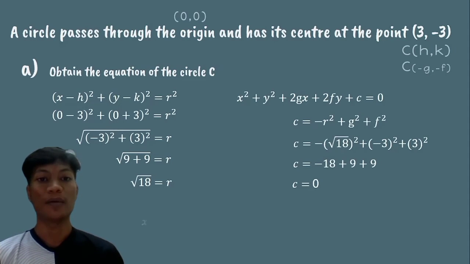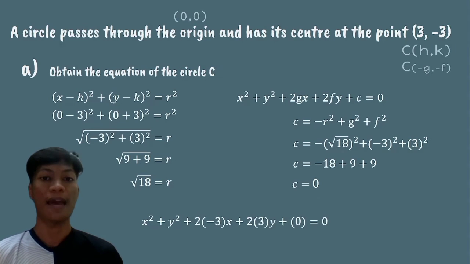And then finally, we substitute the values of g, f, and c into the general form to get the equation of circle C. Thus, we get the equation of the circle C, which is x squared plus y squared minus 6x plus 6y equals 0.